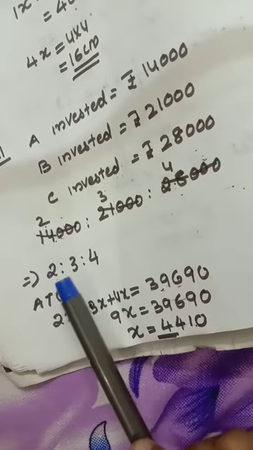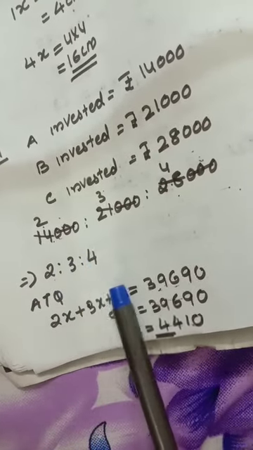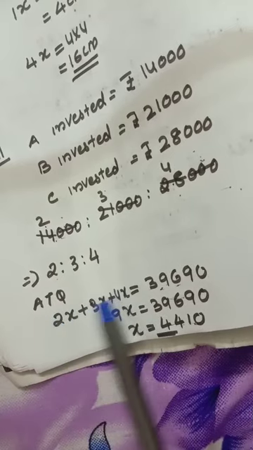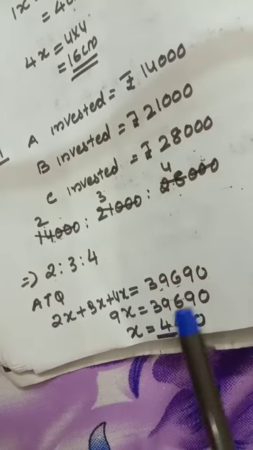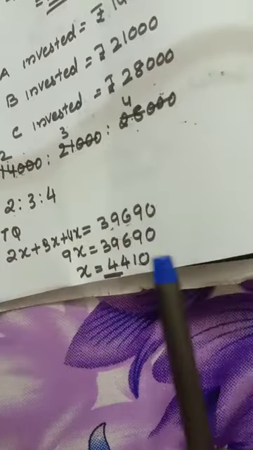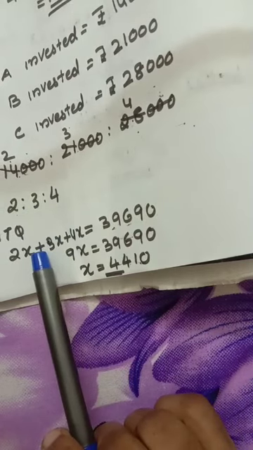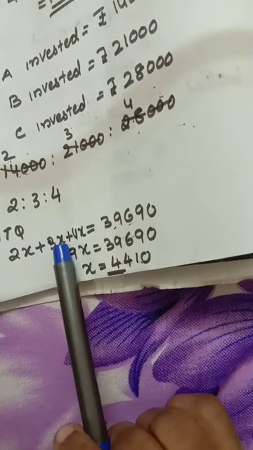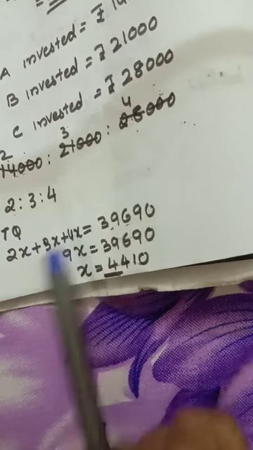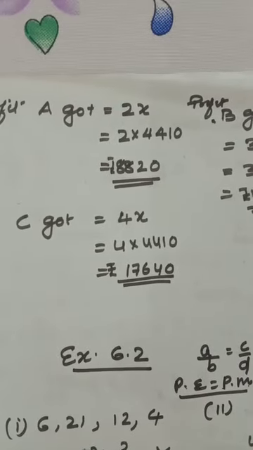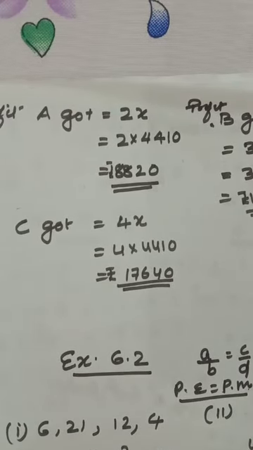Profit ratio, that means 2x, 3x and 4x. When you add it, the total profit is 39,690. You will get x equal to 4,410. After that, you give 2 into 4,410, 3 into 4,410, and like that you give that value. You will get each profit: A got, B got and C got. Clear, children? You note down and write down in your copy.